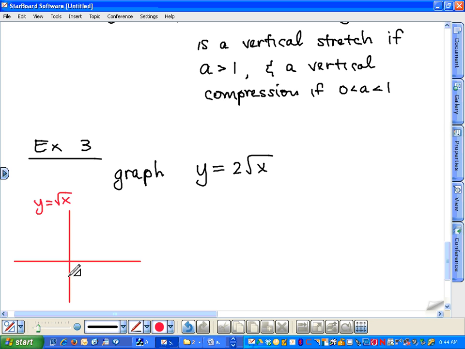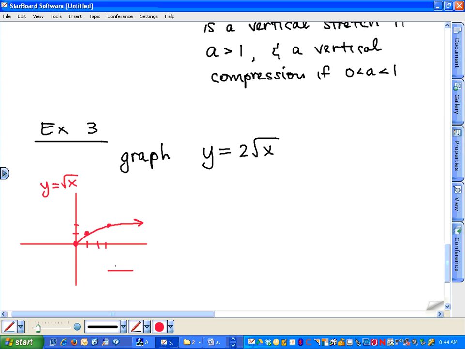Do you remember what this graph looked like? Just square root of x. Where does it start? 0, 0. And then if you plug in a 1 for x, what do you get for y? So 1, 1. If you plug in a 4 for x, what do you get for y? It's okay. Now I also want you to do this to have some more data to compare it to. Let's make a list of values. We have 0, 0, we have 1, 1, and we have the point 4, 2.